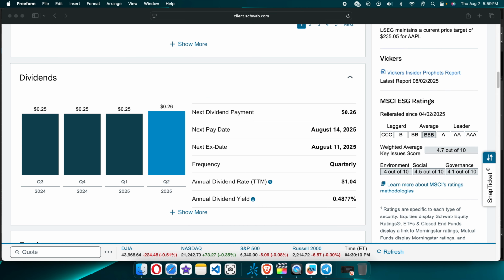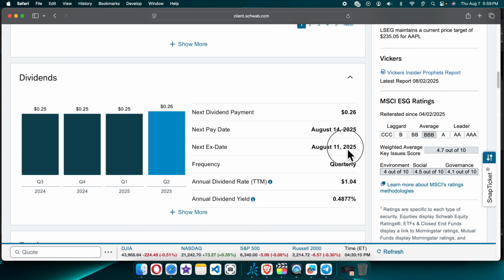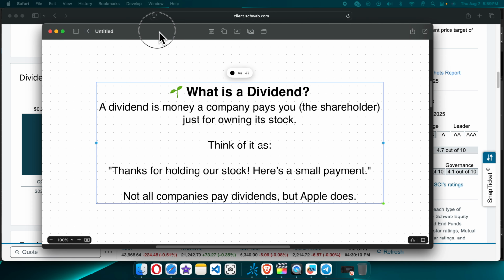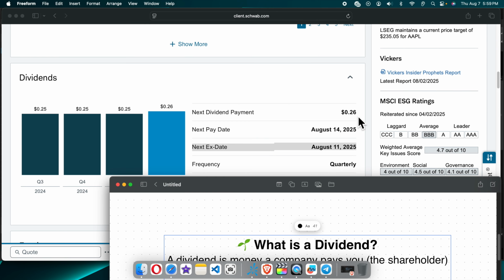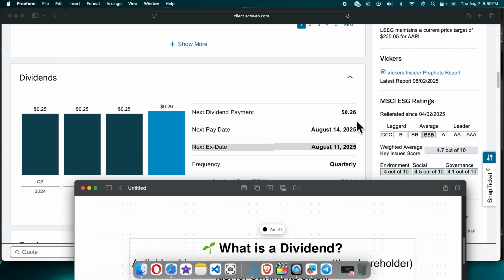So here is the date, August 11. You have to remember this date to get that dividend. Again, I will explain one by one. Why are companies paying? It's like saying, thanks for holding our stock, here is a small payment. You are the shareholder, you have the stock, so we are giving you this much money for the stock. This amount varies, which I mentioned, like 26 cents. Some companies are even paying $2, $3, $4, depending on the company. But for Apple, they are paying 26 cents.